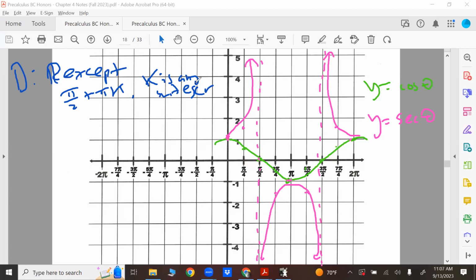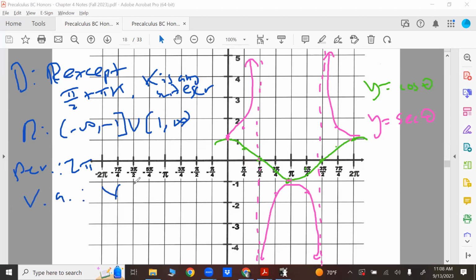Okay, range is still the same as before. Negative infinity to -1, union 1 to infinity. Period is 2 pi. The vertical asymptotes are x equals pi over 2 plus pi k, where k is any integer, just like the domain part. And the symmetry is even, because it's symmetric about the y-axis.